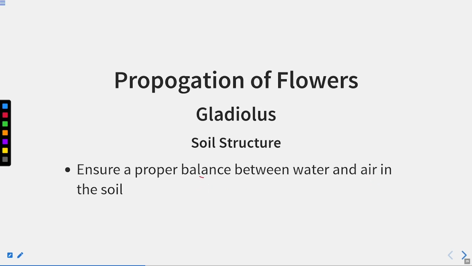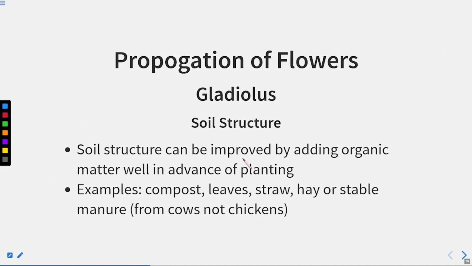Ensure a proper balance between water and air in the soil. Soil structure can be improved by adding organic matter well in advance of planting, for example compost, leaves, straw, hay, or stable manure from cows and not from chicken. These compost materials can be used to add organic matter to the soil.